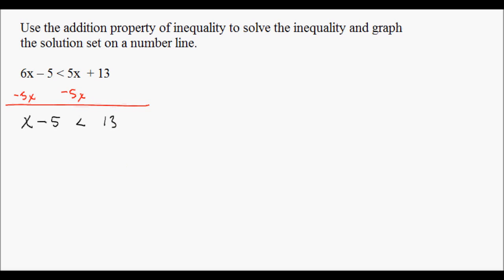Now I want to get x by itself on the left, so that says x minus 5. Well, we know what we have to do. Add 5 to both sides, and we end up with x is less than 18. And that's the solution. X is less than 18.